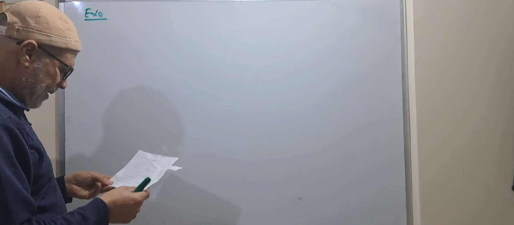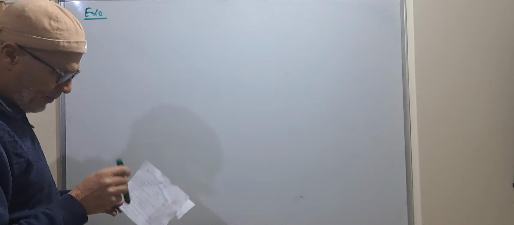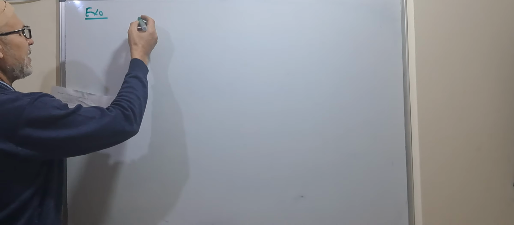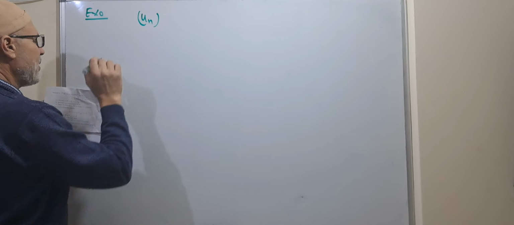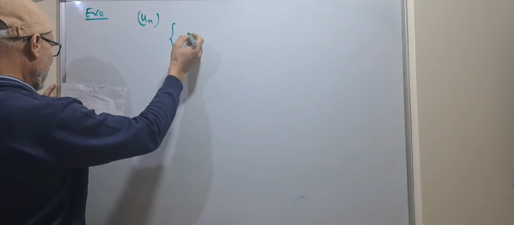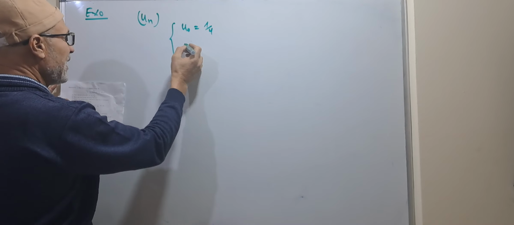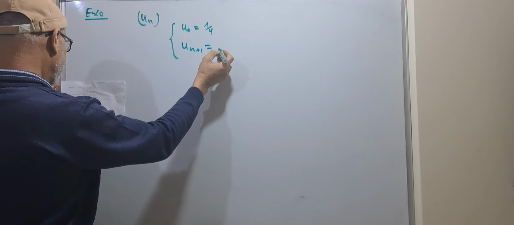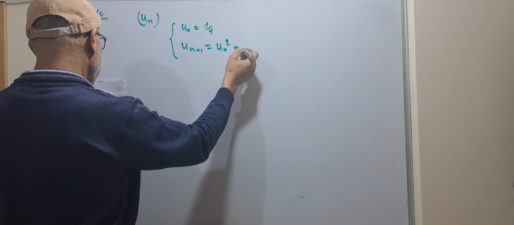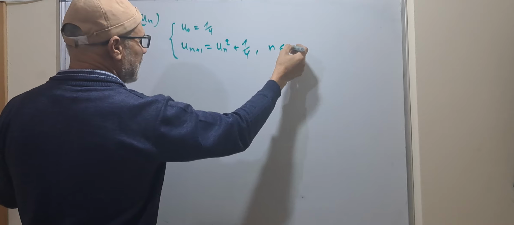This is actually an exercise. We have two recursively defined sequences. So let U be a real sequence defined by the formula U0 equal to 1 over 4 and U(n+1) equal to Un square plus 1 over 4, for n in N.